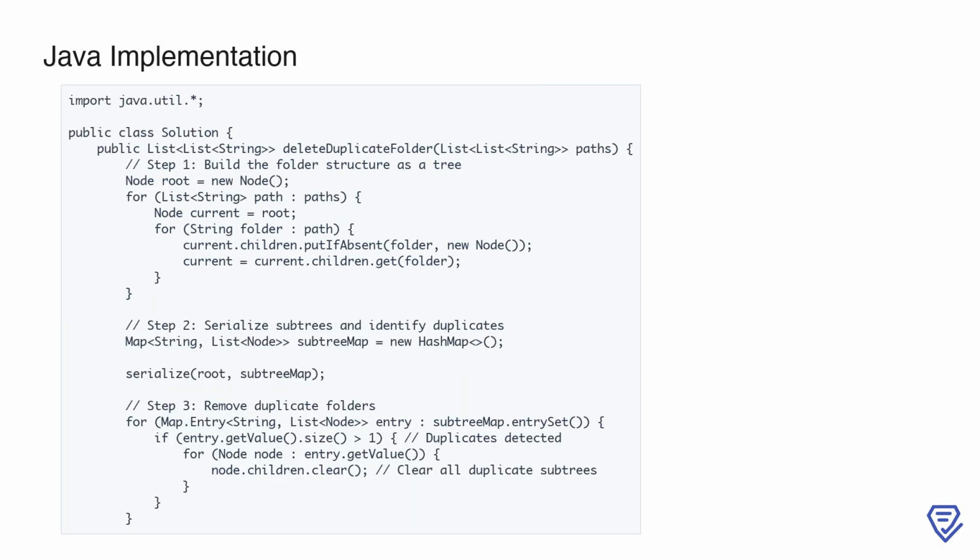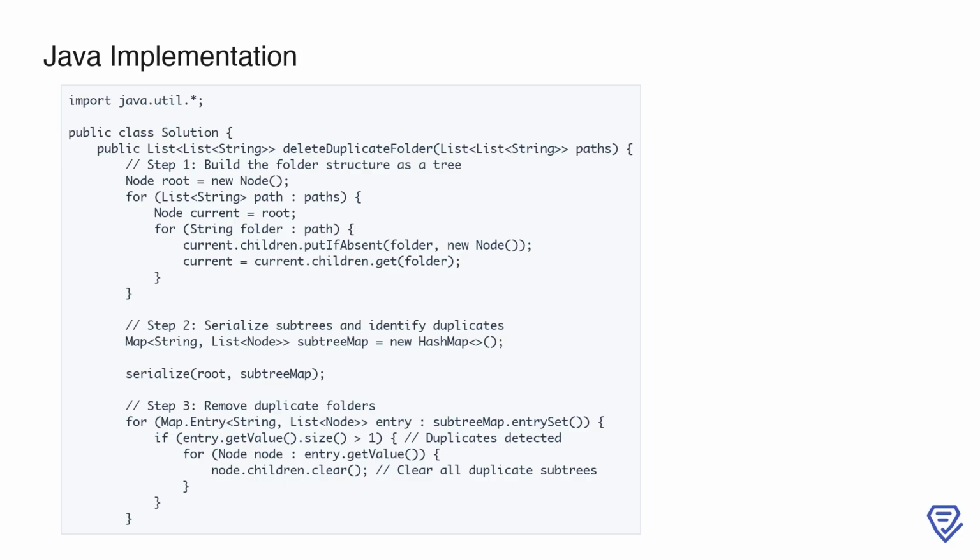Here, we start by defining the delete duplicate folder method, which takes a list of folder paths as input. The first step is to construct a tree representation of the folder structure. We create a root node using a custom node class. For each folder path in the input, we iterate through its components and build the tree by adding child nodes as necessary.